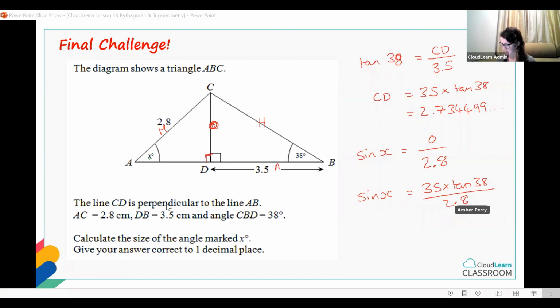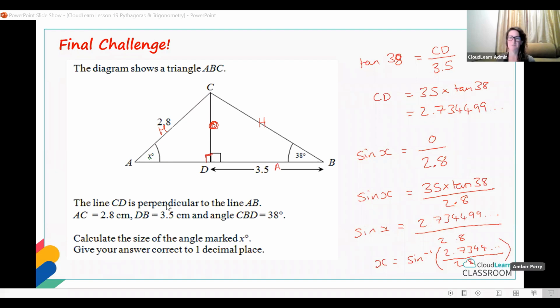You can do that, or you could write it as sine X equals 2.734499 and so on, divided by 2.8. And then you can type that into your calculator. So the answer is going to be X equals sine inverse of all of that, 2.7344, all of the rest divided by 2.8, and I'm running out of space there. So we'll find the answer.